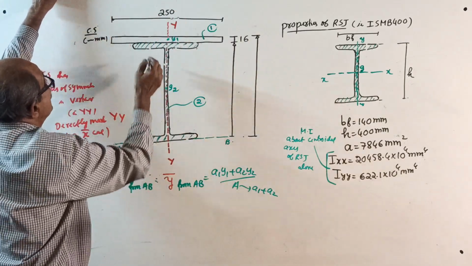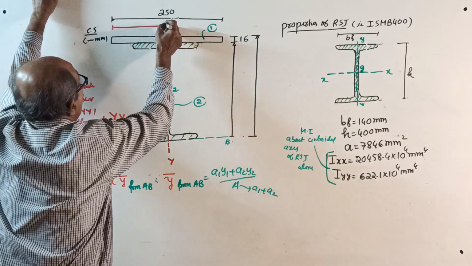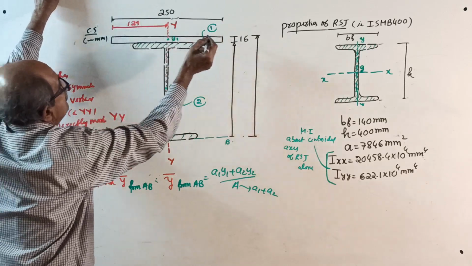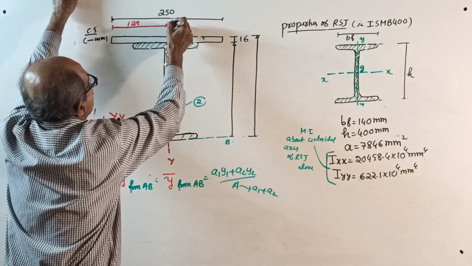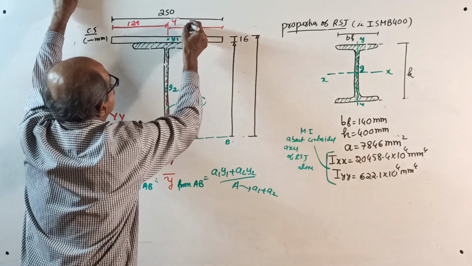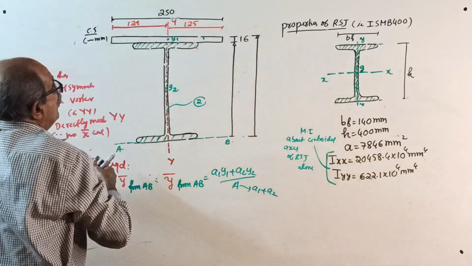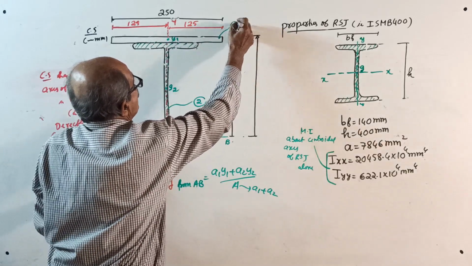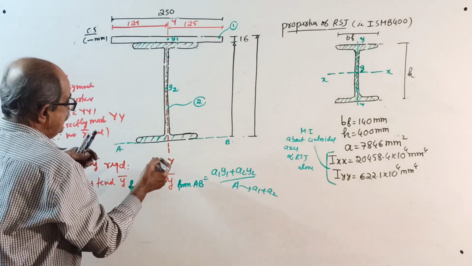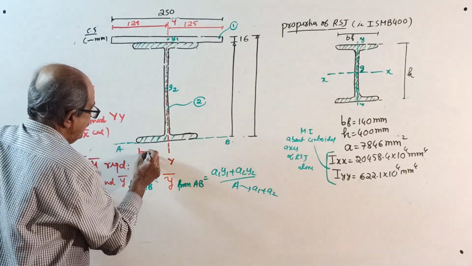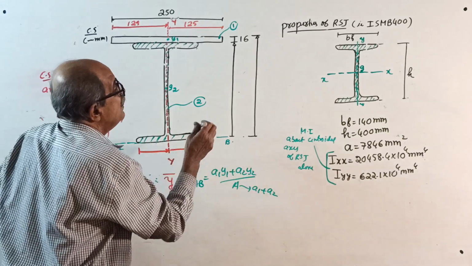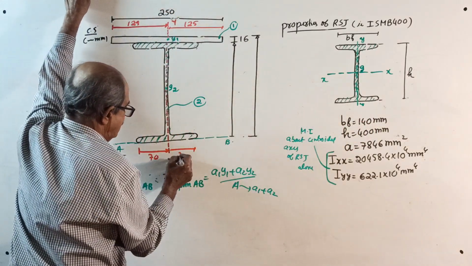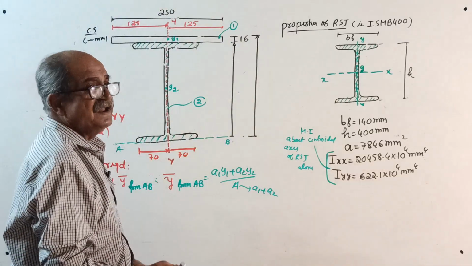Distances are not required here. In case you want the distance, total 250 means how much? 125. This also 125, if you want it. This is part 1. And suppose you want distances for the I section, the width of flange is 140, half of it is 70, 70. Okay, so YY is directly located.